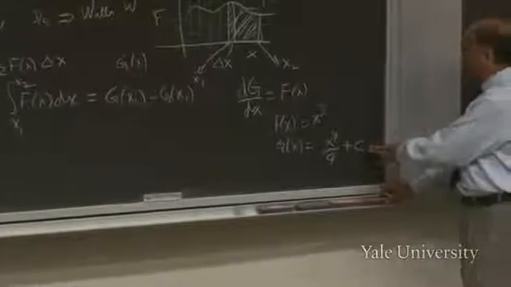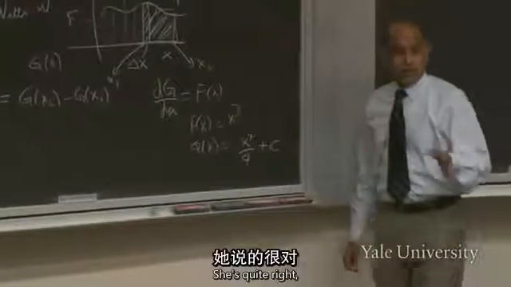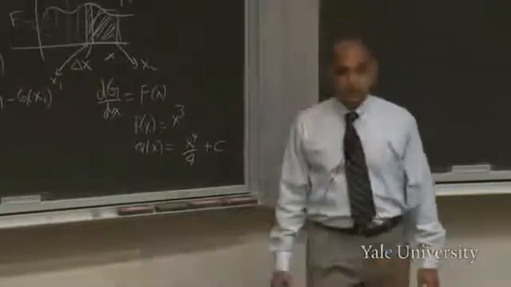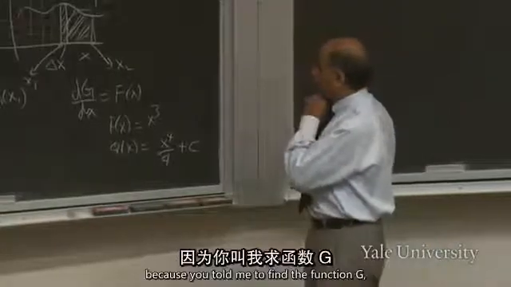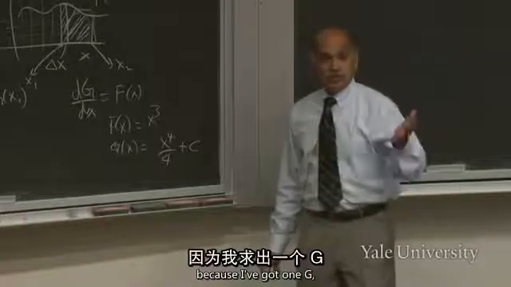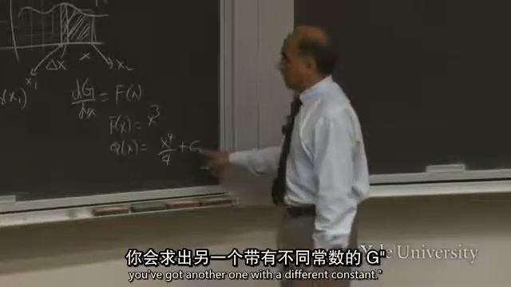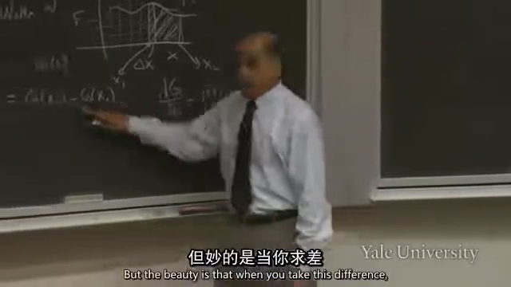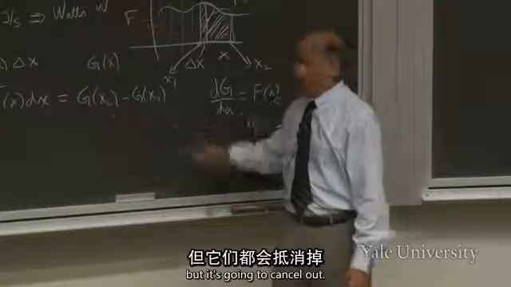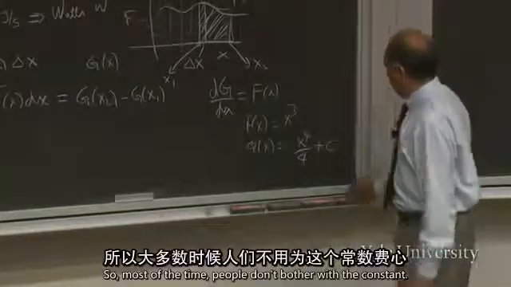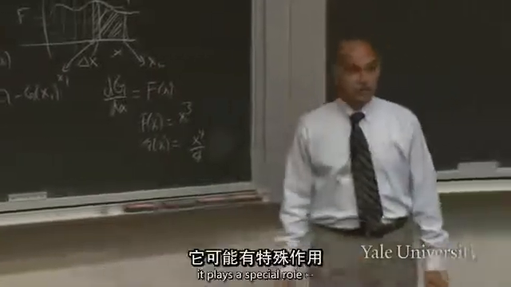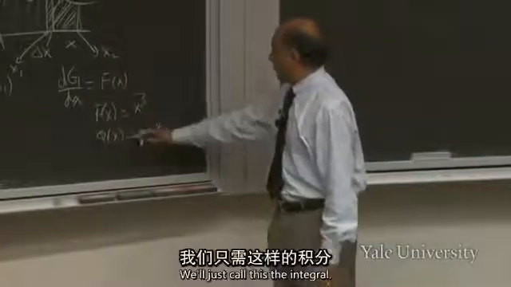Okay. Now, why is this plus c there? She's quite right. If you have a function whose derivative is something, adding a constant doesn't change the derivative. Then you can say, well, we are in trouble now, because you told me to find the function g, and the world cannot agree on what g is, because I've got one g and you've got another one with different constants. But the beauty is that when you take the difference, I may not put the constant and you may put the constant, but it's going to cancel out. So most of the time, people don't bother with the constant. Sometimes it's very important to keep the constant. It plays a special role, but we don't want that here. We'll just call this the integral.